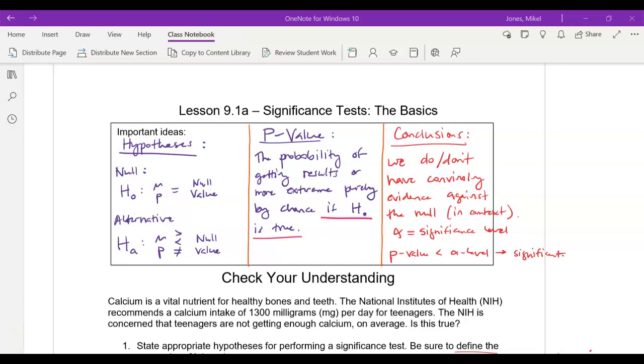Okay, so if you haven't had a chance to do the check for understanding from 9.1a, pause the video. You and your team go do this now.